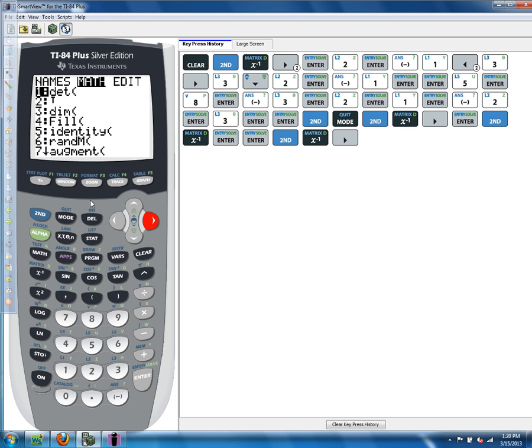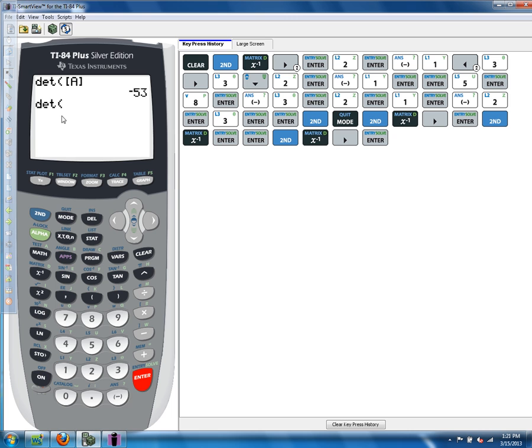So I got the determinant there, and then I did second matrix, and I selected matrix A, and then hit enter again. Any questions on that? Okay, that's all we're doing today.